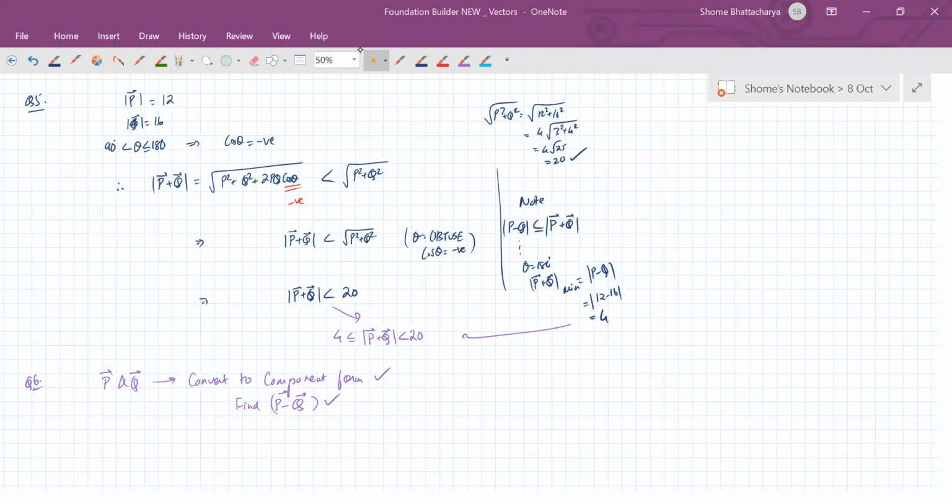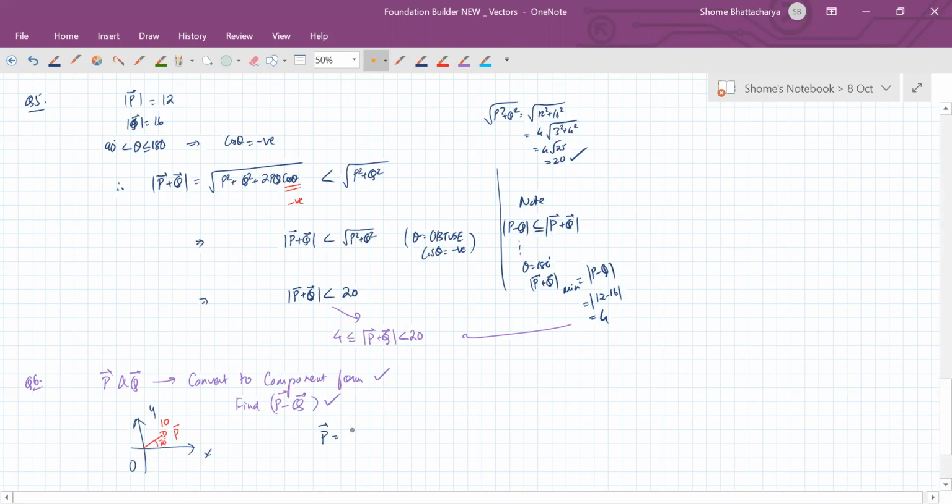Okay, good. So question 6, you will see that when you write the vector P in component form, it was a vector like this, 10 at an angle 30 degrees. So the vector P in component form will become 5 root 3 i cap plus 5 j cap.